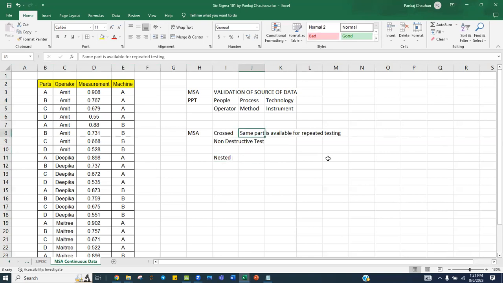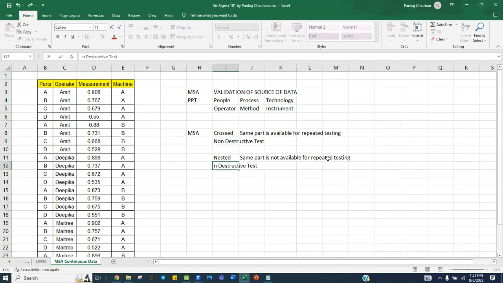Nested we use when the same part is not available, but you have a similar part, like one machine running and producing one batch of the product, and you are doing destructive testing. In destructive testing, say we are doing a drop test or strength test, the same part will lose its original strength. So the same part is not available, but a similar part from the same batch or similar machine is available. Then we use the nested.